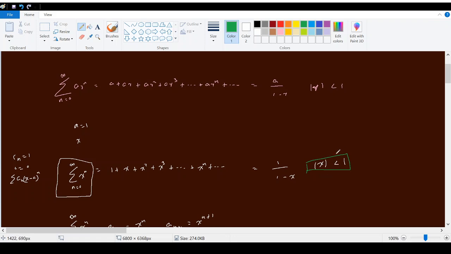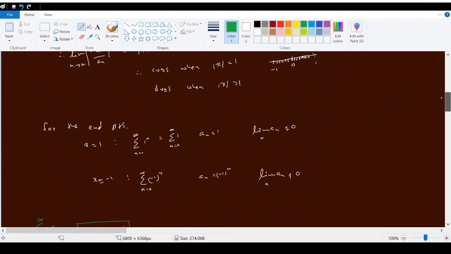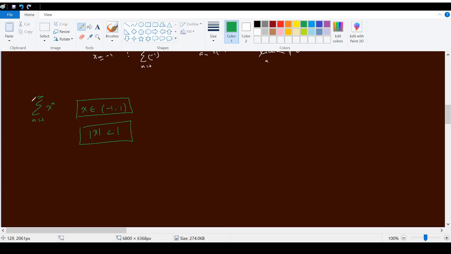So now, by any method, what we have finally concluded is that for these set of x values, the series will converge. In other words, for these set of x values, the series will give a finite value, right? That's the most important part in here.